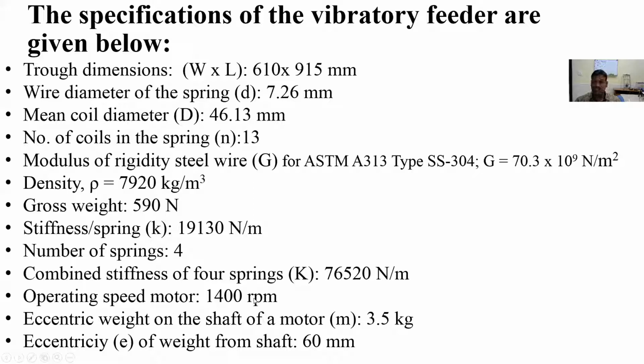The maximum operating speed of the motor is 1400 rpm. Eccentric weight on the shaft of the motor is 3.5 kg. On both sides of the motor, eccentric masses are purposefully installed so that we can produce unbalanced forces. Now the eccentricity of the weight from the shaft center is 60 mm.